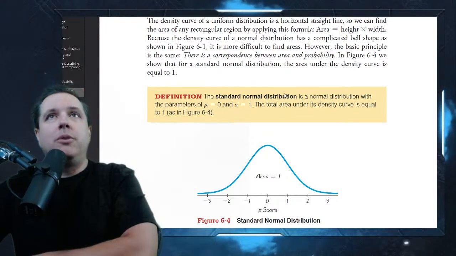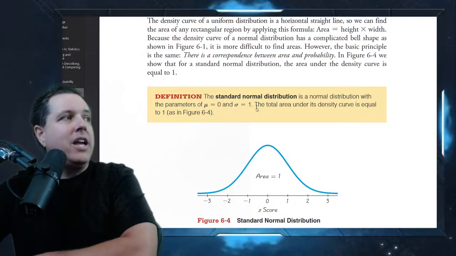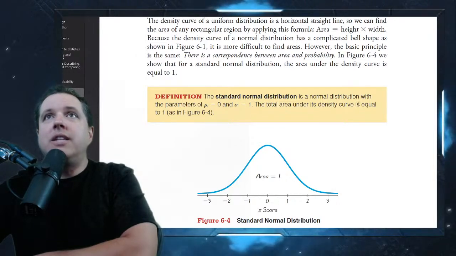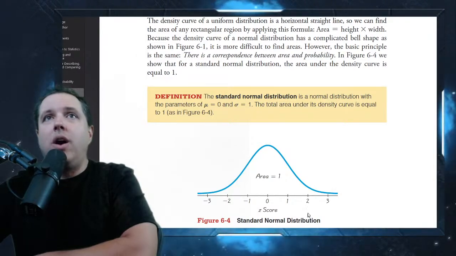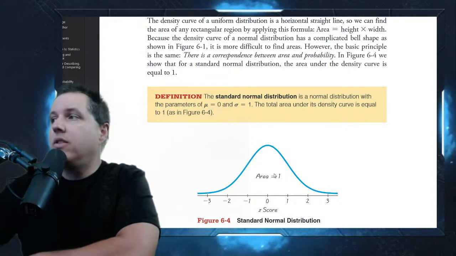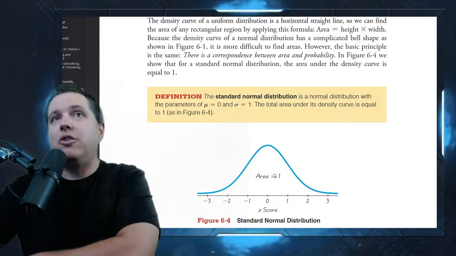The standard normal distribution is a normal distribution with the parameters mu equals 0 and sigma equals 1. So that is, your mean is 0 and your standard deviation is 1. The total area under its density curve is equal to 1. So the total area under here is equal to 1. That's great because that means we can use it as a probability density curve.